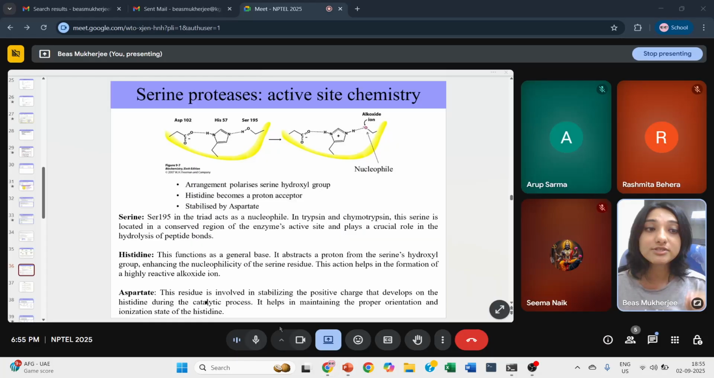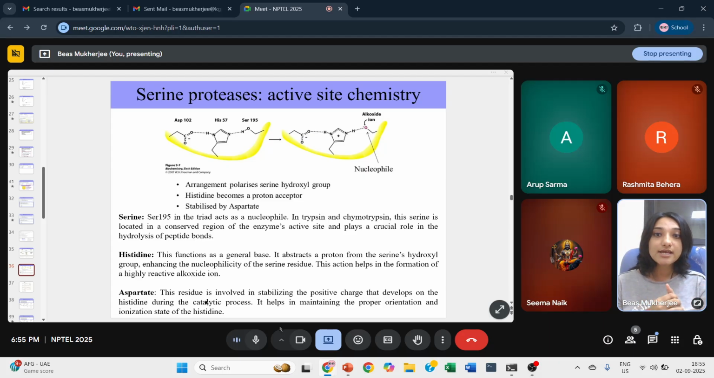Now we will be talking about serine proteases. So in serine proteases, there are three important residues. One is a serine residue, one is a histidine residue, and then one is an aspartic acid residue. Now these three form a catalytic triad in the binding pocket. So catalytic triad means that there is some kind of interaction going on between these. Okay. So now the arrangement is such that it polarizes the serine hydroxyl group, and the histidine becomes a proton donor, and stabilization of this is done by aspartic acid.